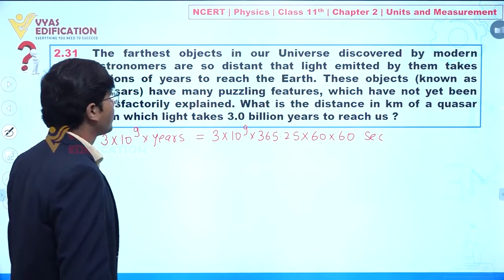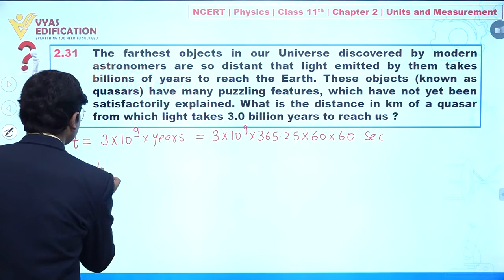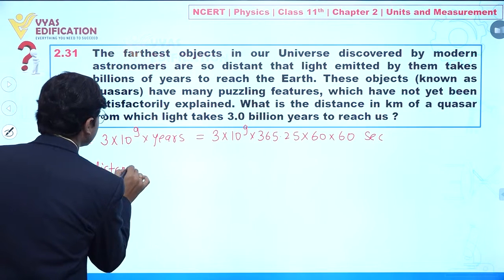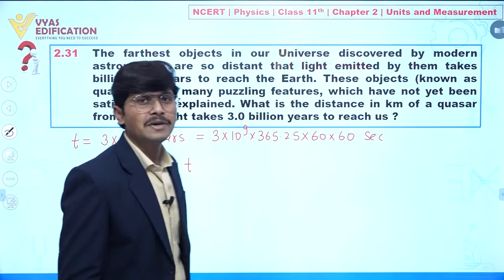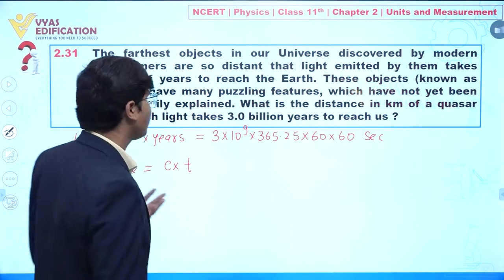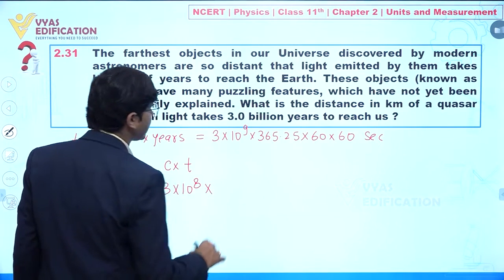Clear? Now our objective here is to calculate distance covered. So can we write here like this, distance is equal to speed multiplied with time. Clear? And definitely we are taking the speed of light in vacuum, so this is equal to 3 into 10 to the power 8 multiply with time.